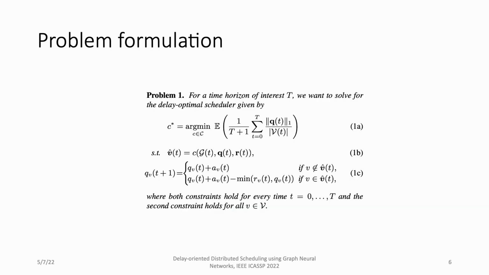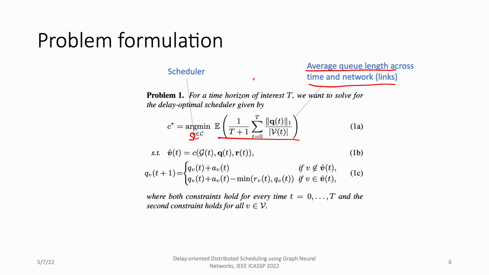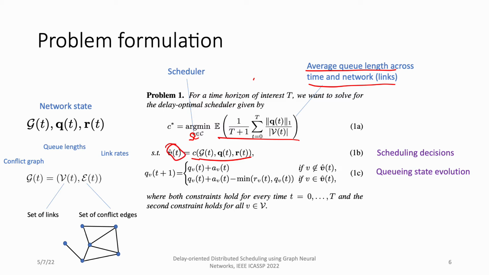Next, I will introduce the formulation of our problem. So we can formulate our problem as a constrained optimization where we want to find the optimal scheduler C that minimizes the average queue length across time and links. So here there are two constraints. The first is a scheduling decision. The scheduler C takes in the network state and generates a schedule. So the network state includes at least three items. That is the conflict graph, the queue lengths of every link, and the link rates predicted for every link. Of course, we can also include more items such as the total waiting time on each node.